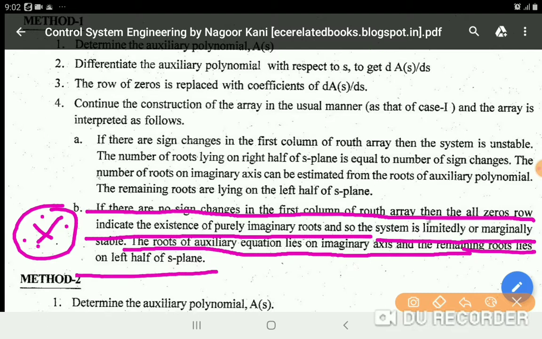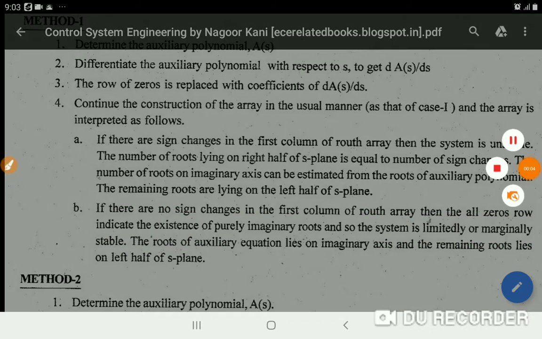So before proceeding to the problem, first note down the characteristic equation, find the order of the equation. How many the order, that many the number of roots. The system is said to be stable when all the roots are in the left half of the S-plane. If the roots are in the right half of the S-plane, then the system may be unstable or marginally stable. We'll pass on to the problem.